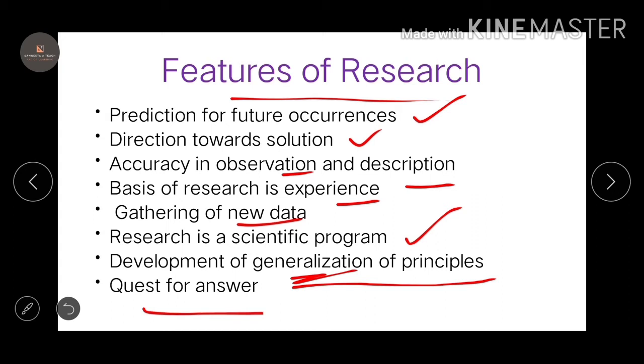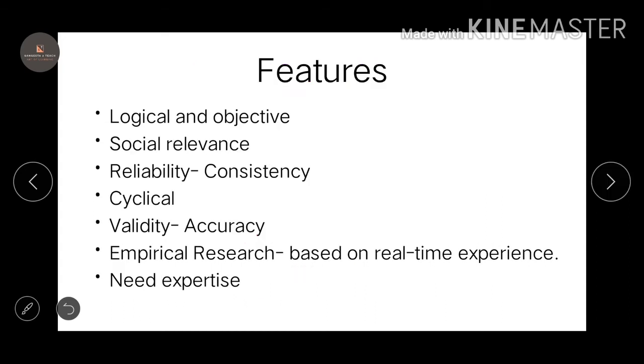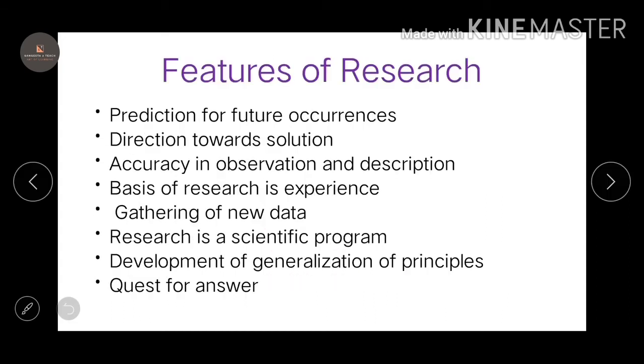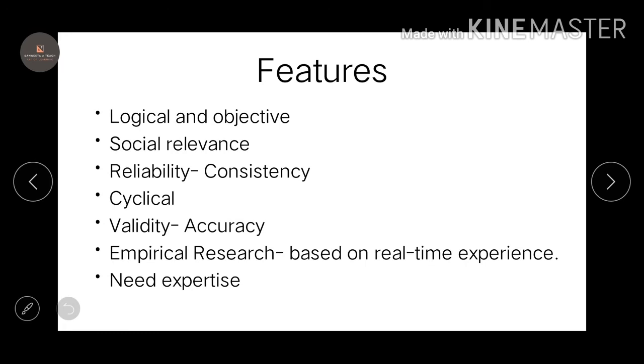It is the question for the answers. You try to get answers for the different questions that you have. So research is all about questions and answers. It is all about directing towards the solution. It is all about experience, accuracy, a scientific program, and generalization of principles. And yes, it should be logical. Research should be logical and objective. There should be a social relevance. Yes, it must be related to a problem that is faced by society, and you are trying to find the solution. It should not be done with irrelevance, with no use of that research. That is a waste of doing, right?